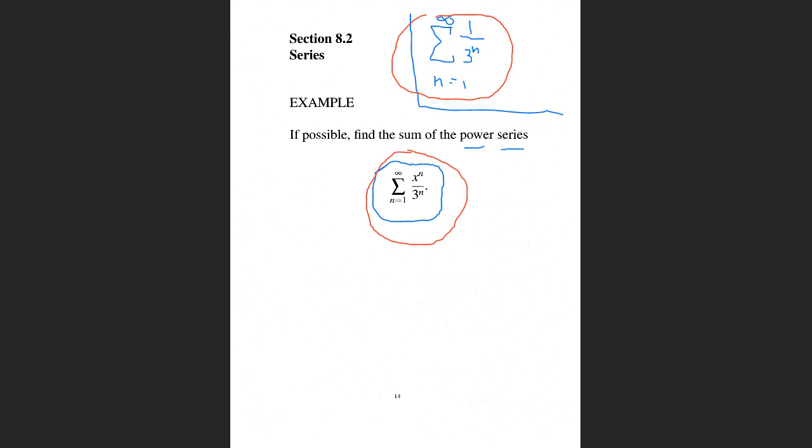There's a variable x in my series. So when that happens, we call the series a power series. And power series can converge or diverge just like a regular series. And really what we want to know is for what values of x does this series converge? I mean, really what we're interested in is where the series converges.